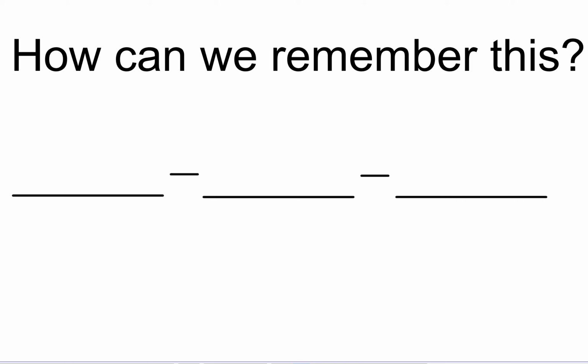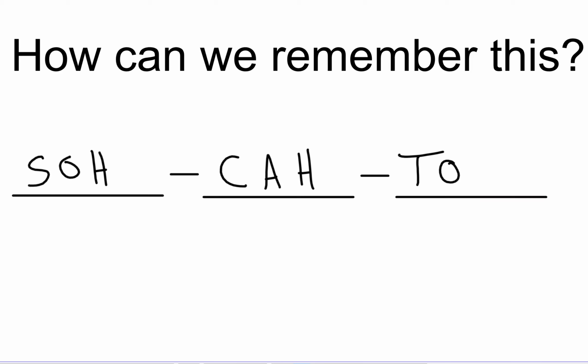So we need a way to remember these ratios. If you remember, sine is opposite over hypotenuse. Cosine is adjacent over hypotenuse. And tangent is opposite over adjacent. So we need a way to memorize this.